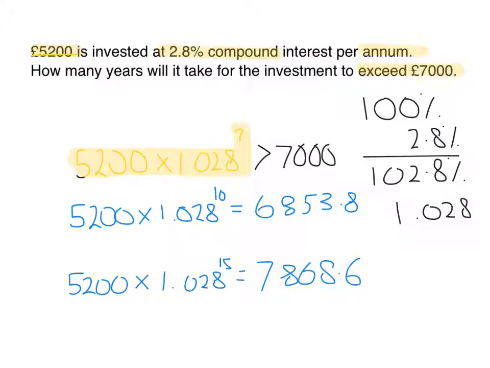And I'm going to have a look at 5,200 times 1.028 to the 11. Again, use my backwards arrow keys, and I get 7,045.7. That is just above the 7,000. So in the 10th year, it's not enough, but in the 11th year it is. So my final answer is 11 years.